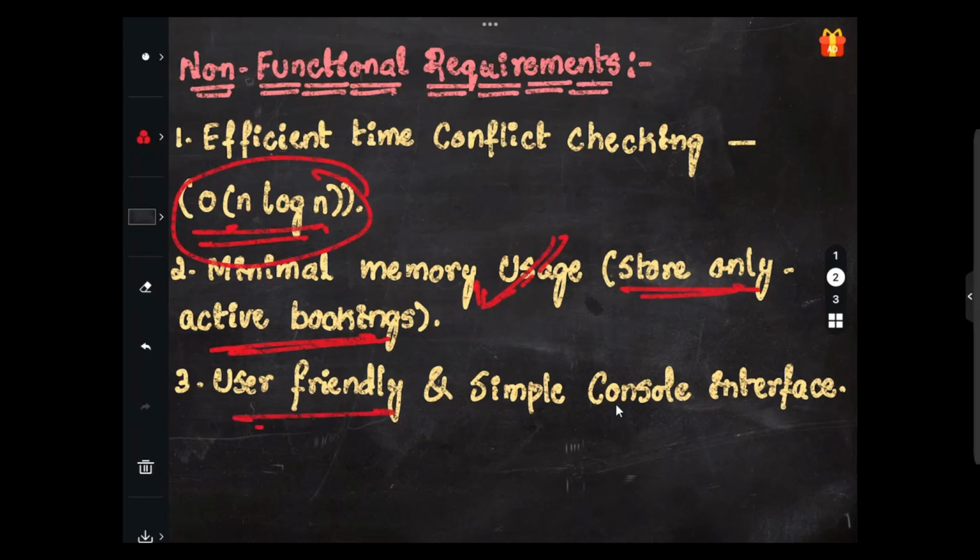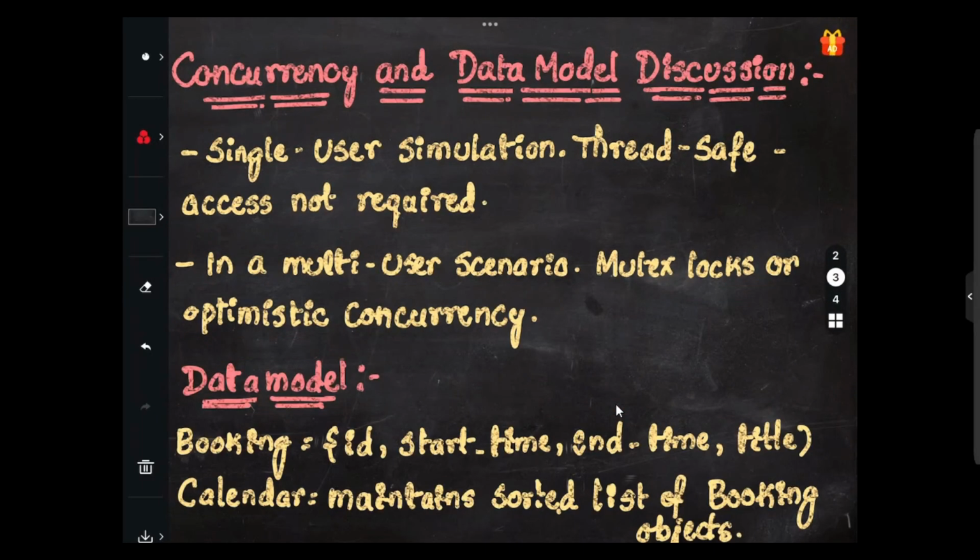The third one is a user friendly and simple console interface. So we'll be going with a CLI demo. We will not be making use of any GUI or UI here, just a simple console interface. Now let's quickly discuss the concurrency and data model.